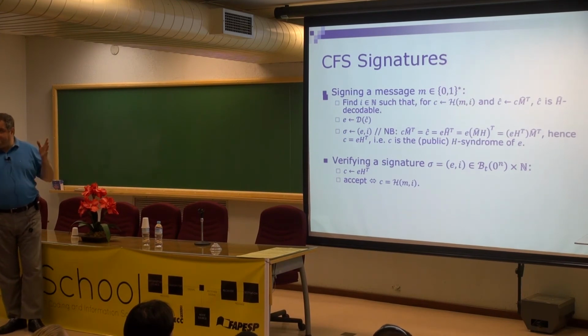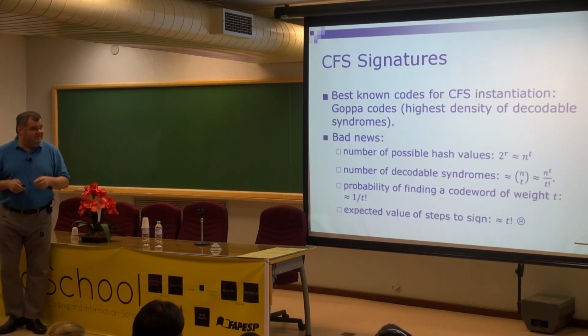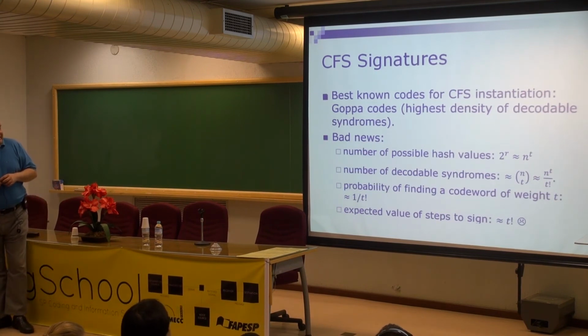Okay, and that's it. It looks easy enough. In principle, it is. But remember, we need a code with a high density of decodable syndromes. That's very hard. The best known codes for CFS are GOPA codes.